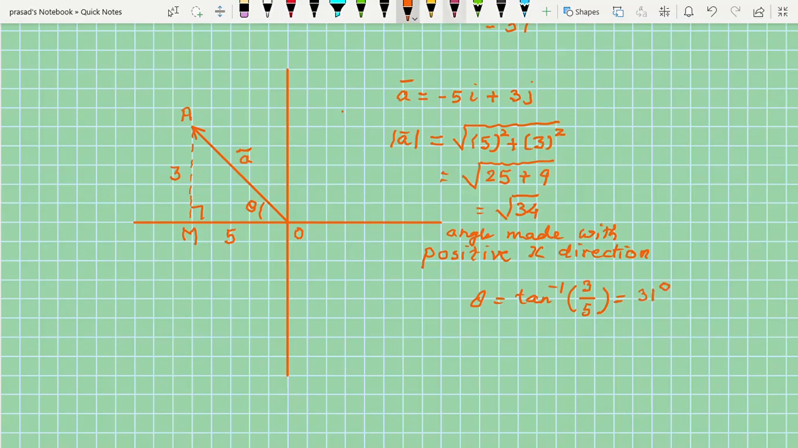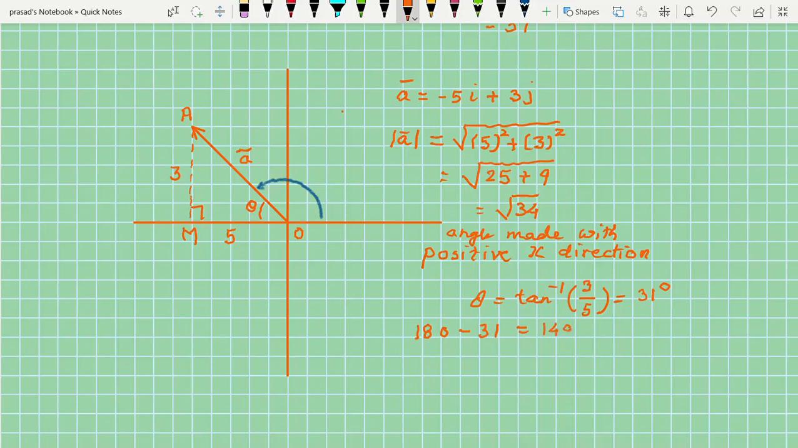So the angle made with the positive x direction will be this angle here, which will obviously be 180 minus 31. So the angle made by the vector with positive x direction will be 149 degrees.